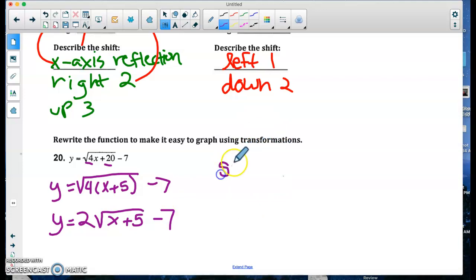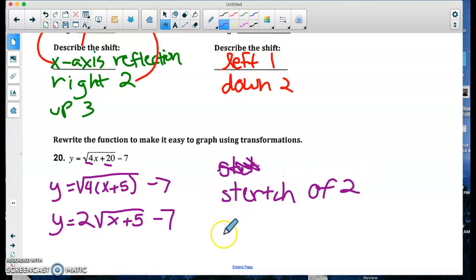The 2 means we have a vertical stretch of 2. Oh, spell stretch correctly. Sorry, guys. Stretch of 2. And we have left 5 and down 7.